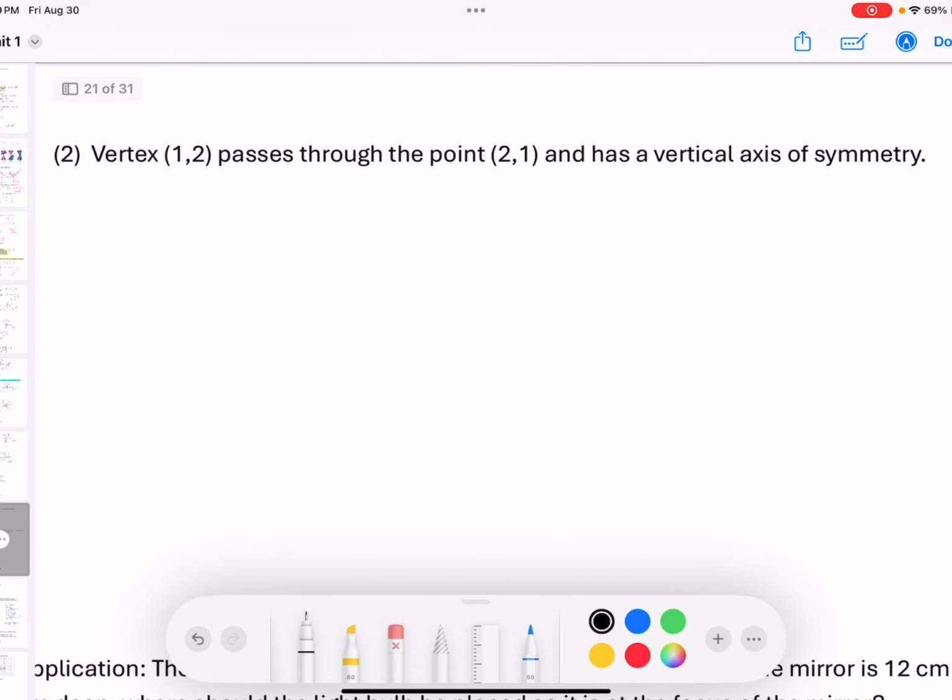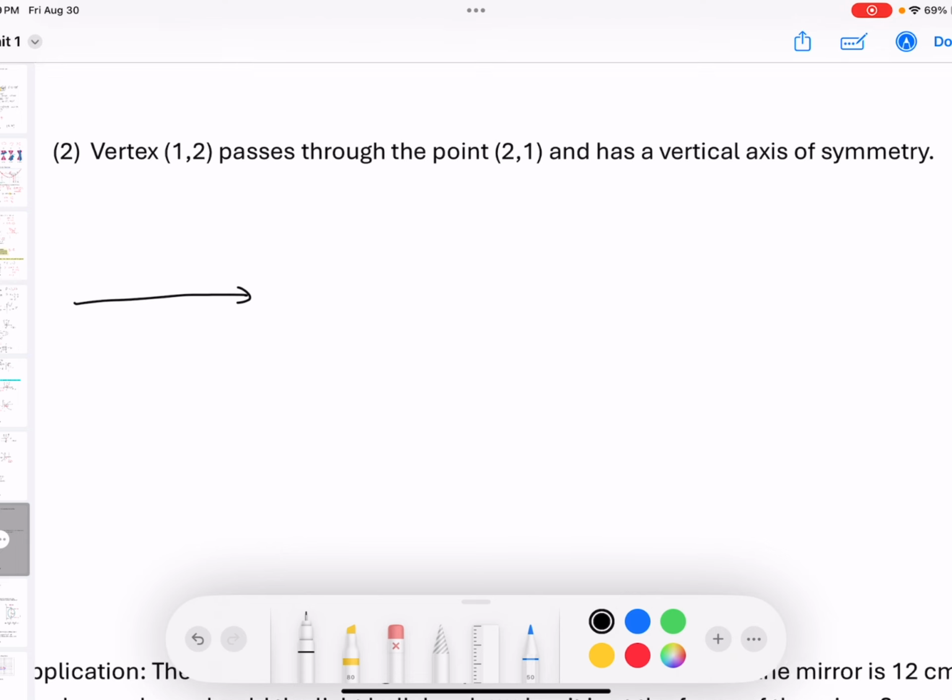The vertex is given, it passes through the point 2, 1, and has a vertical axis of symmetry. That means this is a parabola, and we can graph all the information on the xy plane. The vertex is 1, 2, so for example, this is 1, 2, and it goes through the point 2, 1. If I use a smooth curve to connect them, I know my graph opens downward, so a is negative.